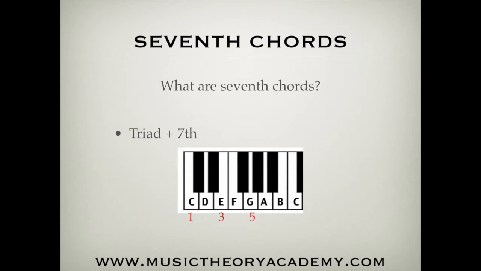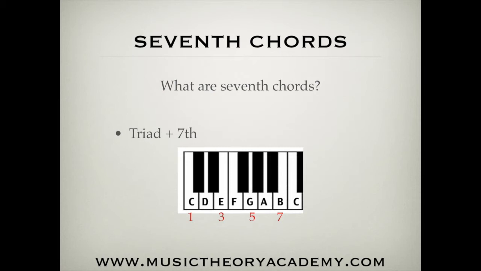So here's a triad built on C. We've got C, we've got E, and we've got G. Now if we add a note that is a seventh above C, we're going to add the note B. And that is our seventh. And we've built a seventh chord. So it's simply, you're taking a triad and you're adding a seventh.